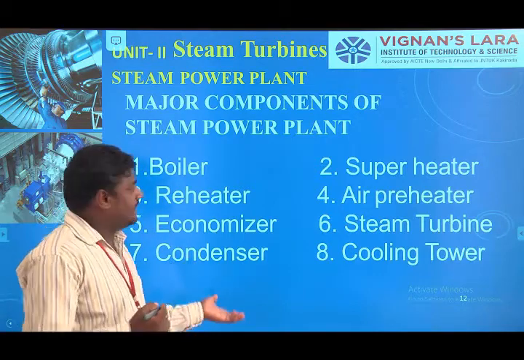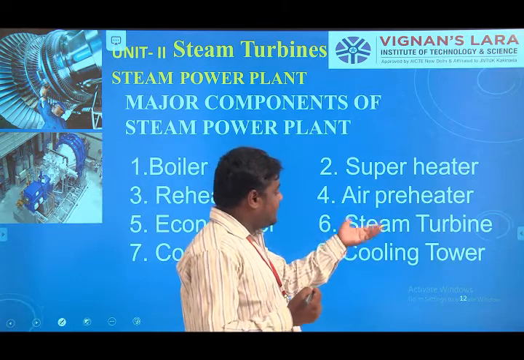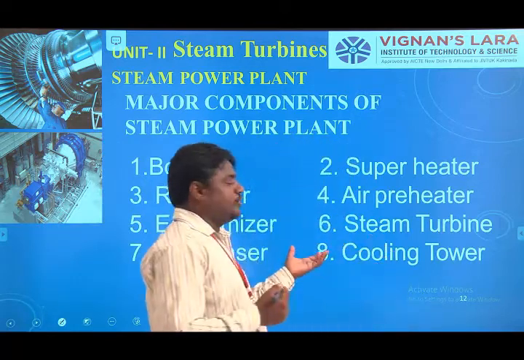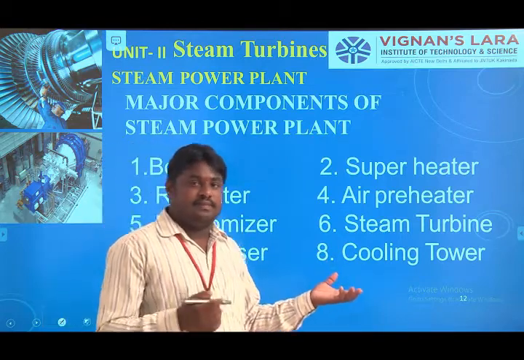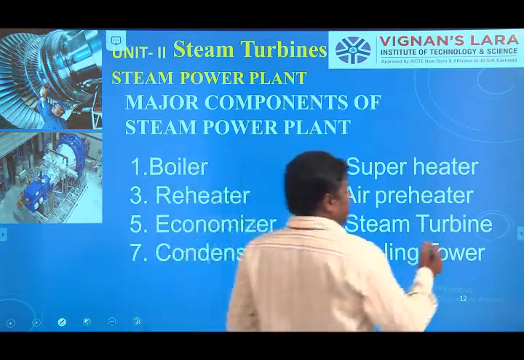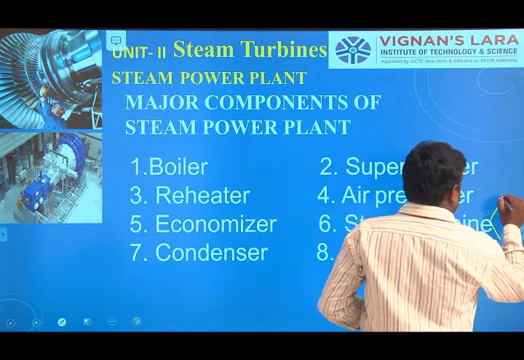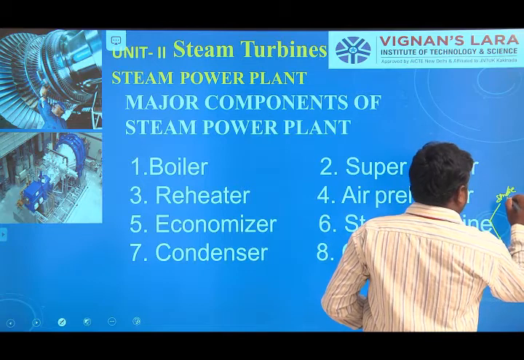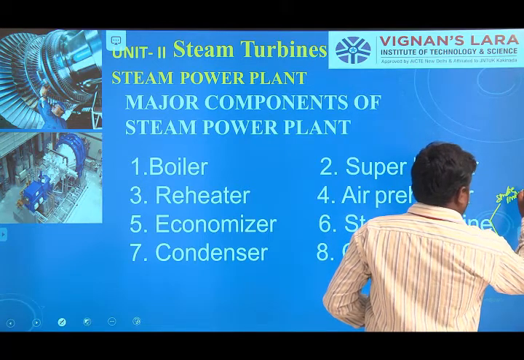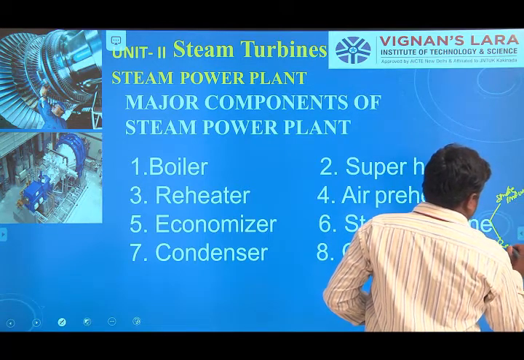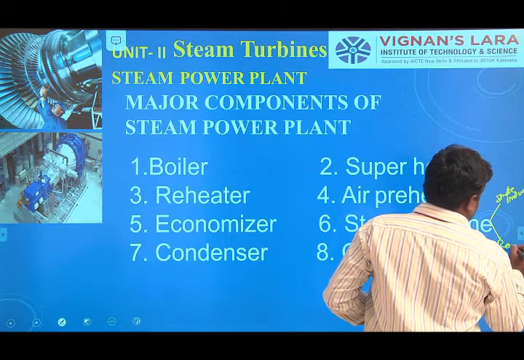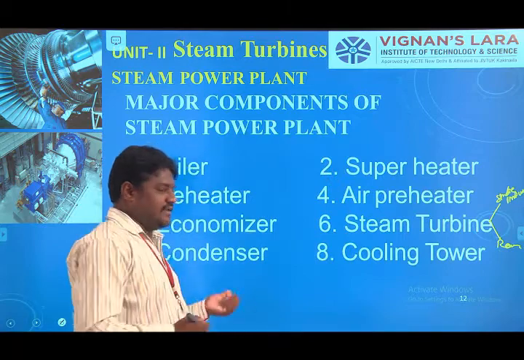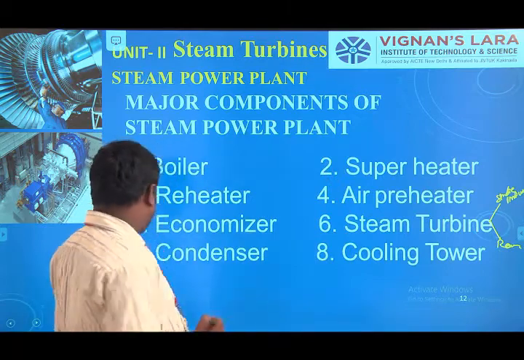Then the economizer, condenser, superheater, air preheater, and steam turbine. There are two types of steam turbine: the simple impulse turbine as well as the reaction turbine. This is the simple impulse turbine, and this is the reheating reaction turbine. Cooling towers are also a very important component here.